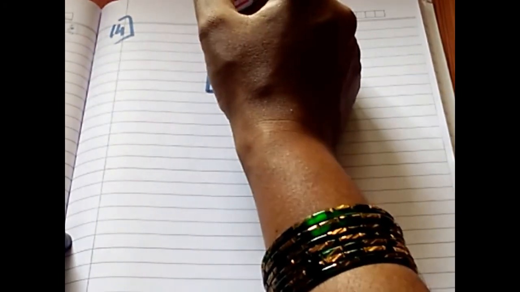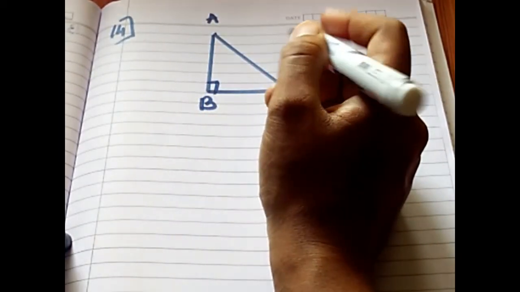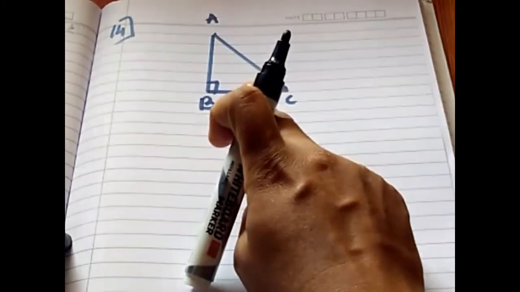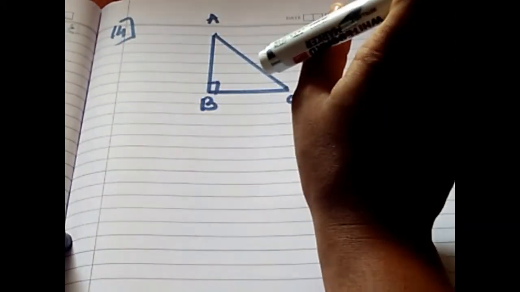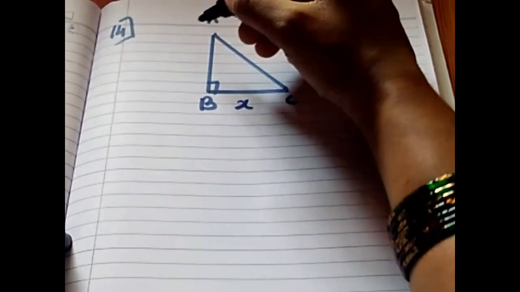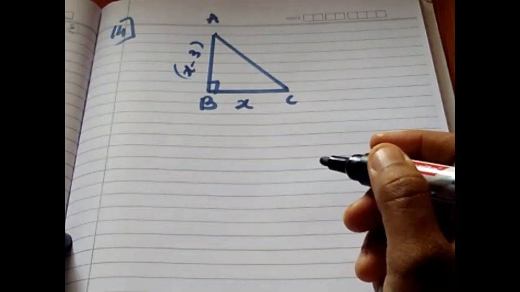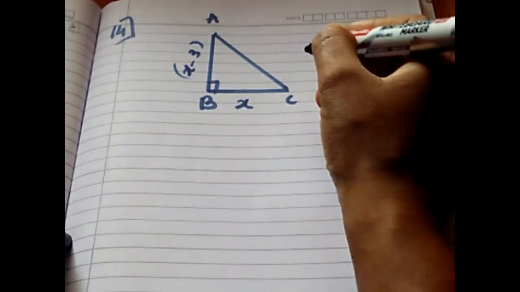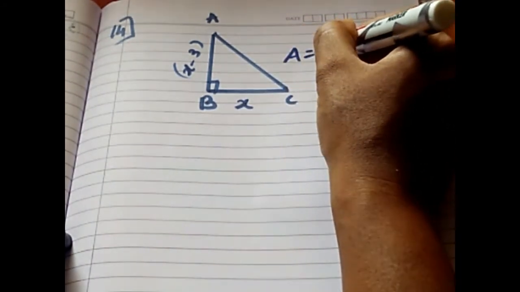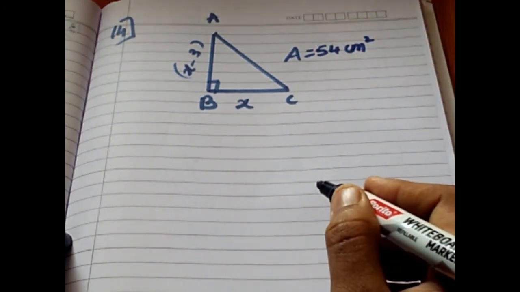If the question is not mentioned anything about the hypotenuse, then it is clearly said that two sides of a right angle triangle means base and the height and not the hypotenuse. I hope this point is clear. Let me consider BC as x so that AB will be equal to x minus 3. As per the given question, the area is given as 54 square centimeter. We need to find its perimeter.